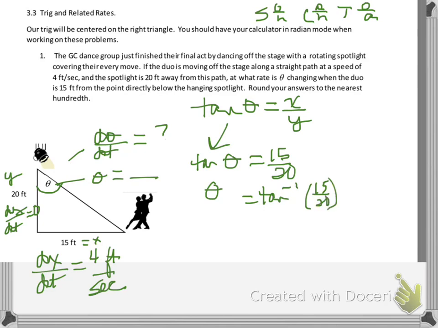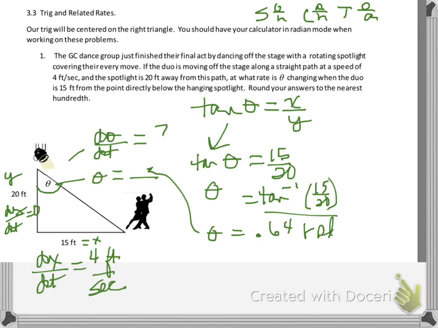Okay, you are in radian mode. So you're going to figure out when you put this in your calculator right here that your angle rounded to the nearest hundredth is going to be 0.64. So that's your angle, and it's in radians. So it is 0.64 radians. Okay, so that goes there. All right, so we've now used this one time.